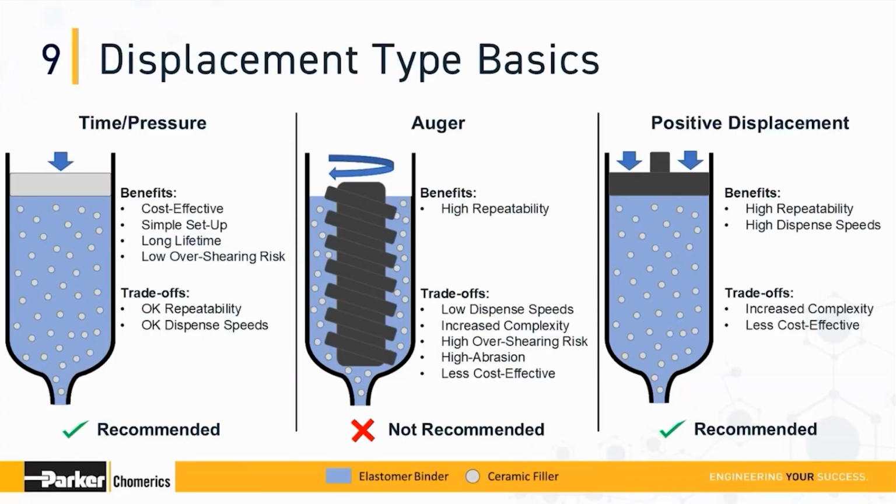There are various mechanisms available, and while manufacturers label them differently, they can be categorized into three main types: time pressure, auger, and positive displacement. A general overview of each system is displayed on your screen.